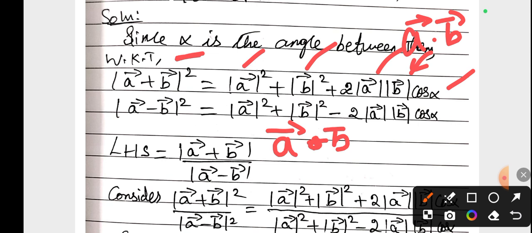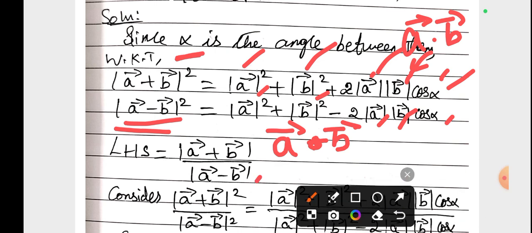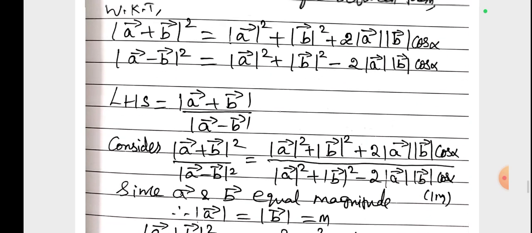What is A vector dot B vector? Magnitude of A vector, magnitude of B vector cos alpha. Then magnitude of A minus B whole square is magnitude of A square plus magnitude of B square minus 2 magnitude of A magnitude of B cos alpha. LHS you write. Then we have to do squaring on both sides.